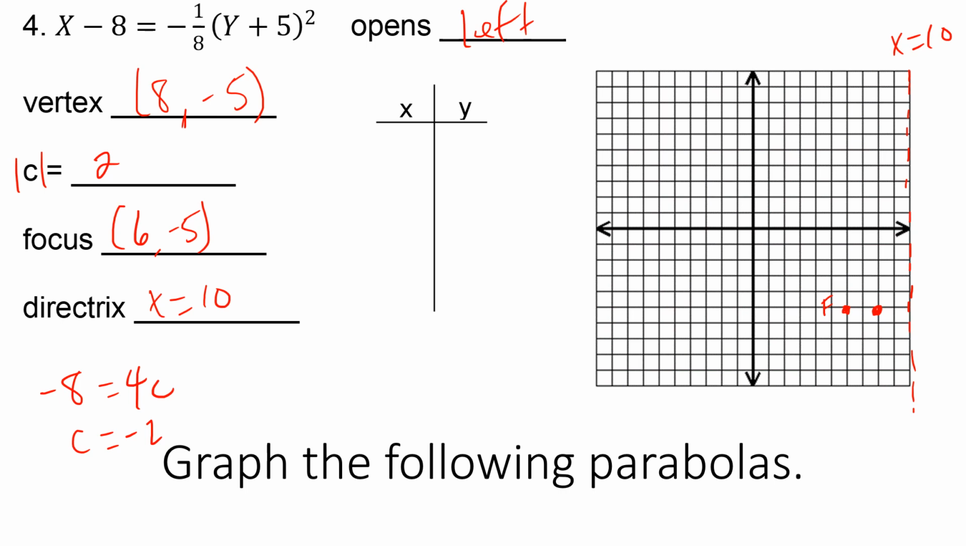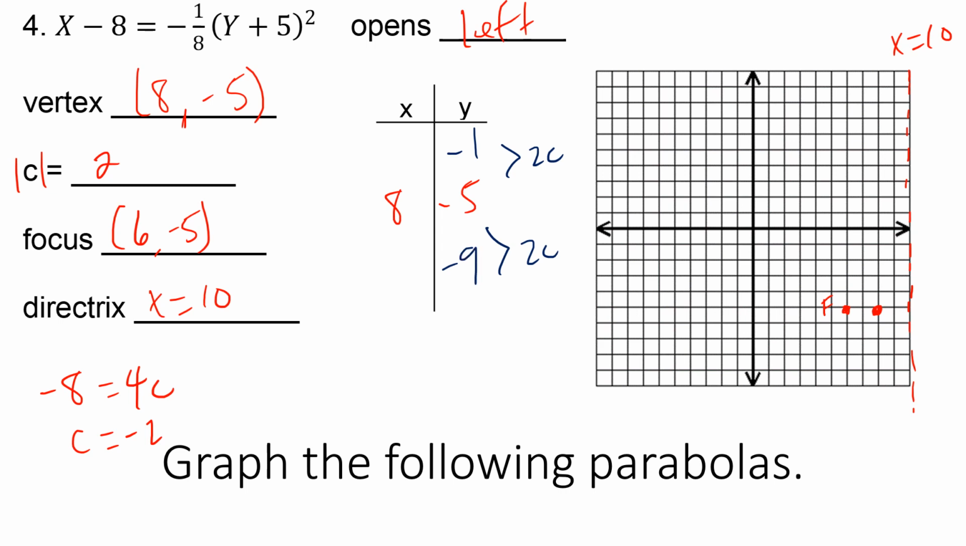Then on my y values, so we have 8 and negative 5. So for my y values, again, remember, I'm just saying we're doubling our c. And so I'm going to go 4 units up and 4 units down. So if I'm at negative 5 plus 4, that's going to put me at my up, right? So negative 5 plus 4 puts me at negative 1. Negative 5 minus 4 is going to put me at negative 9.